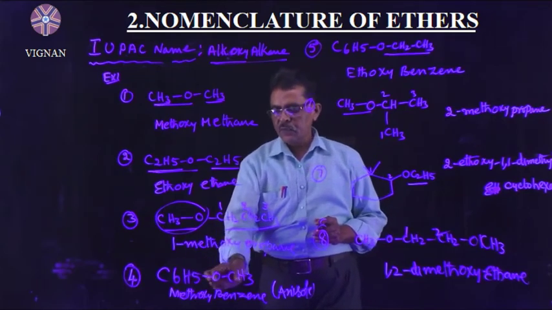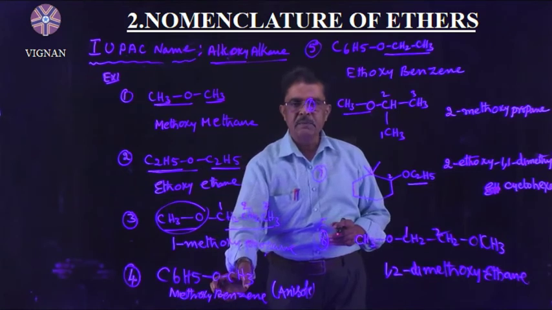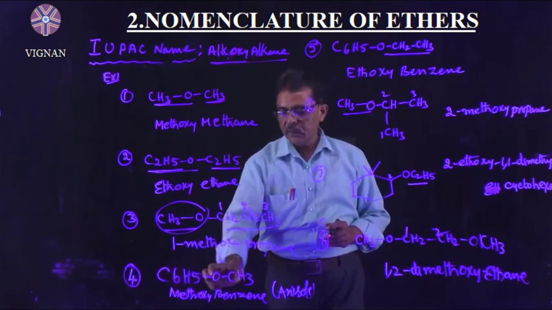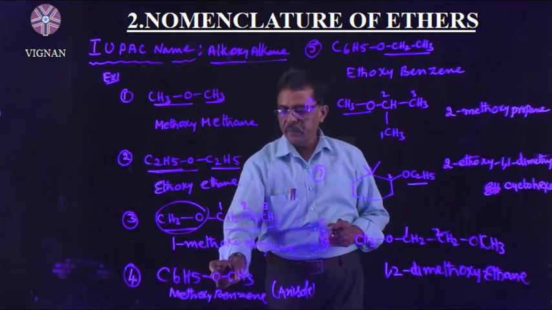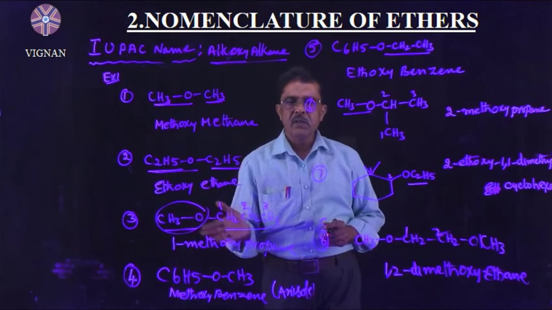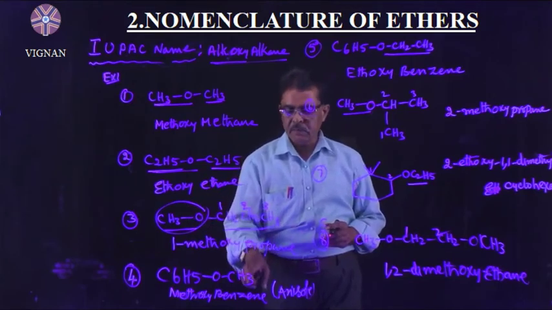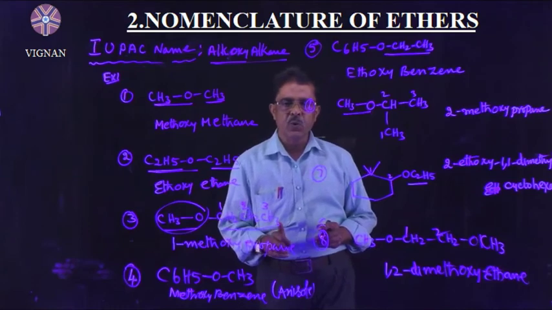And this one is the hydrocarbon part, and this one is the alkoxy part, right? So the hydrocarbon part is the benzene ring, a substituted benzene derivative. Hence it is named methoxybenzene. The common name for methoxybenzene is anisole.